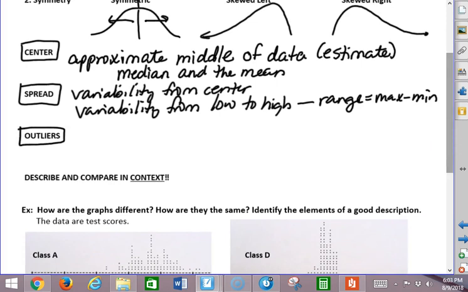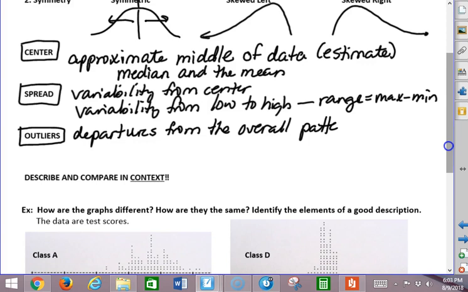Outliers are departures from the overall pattern. So they could be one individual that is way far away from the others. It could be a clump of data, two separate clumps of data with a gap in between. So we're looking for outliers. So we could have individuals or clusters, and gaps of outliers.